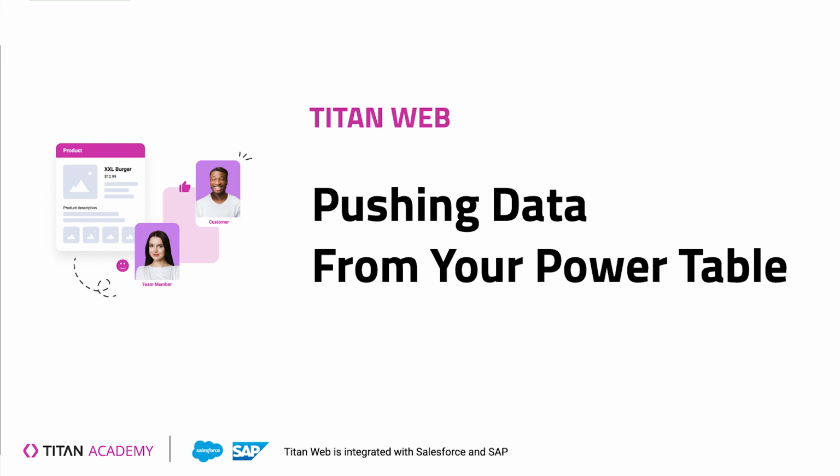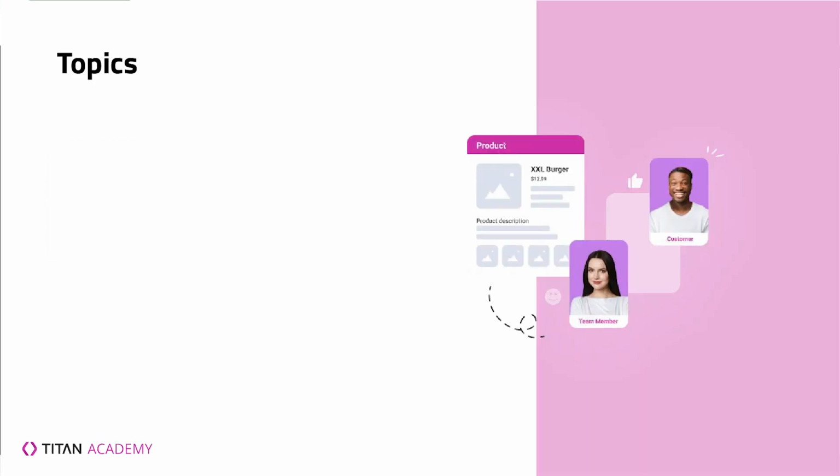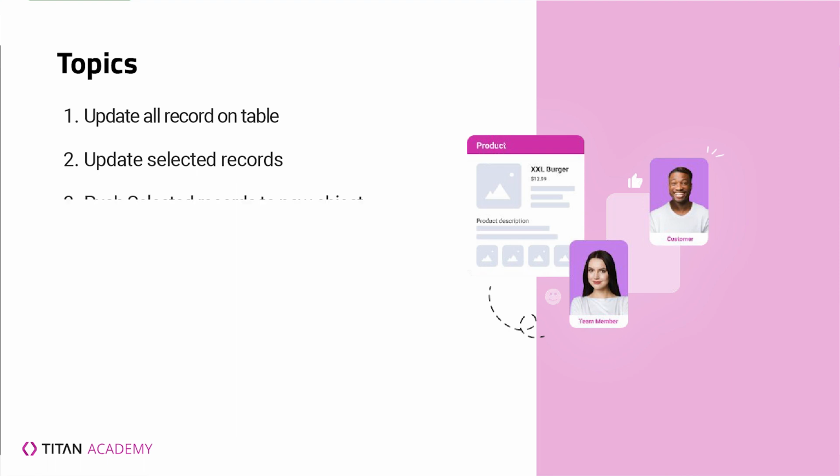Today we'll be talking about how to push data from your Power Table to Salesforce. Now, there are many ways that you can do this and many different use cases this serves. Today we're just going to focus on three specific use cases. One will be updating all of the records on the table to a specific value. Then we will also show how to update only selected records on the table. And finally, we'll show you how you can push selected records to a new object in Salesforce.